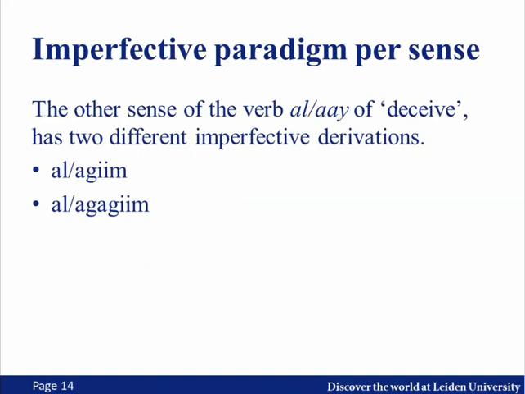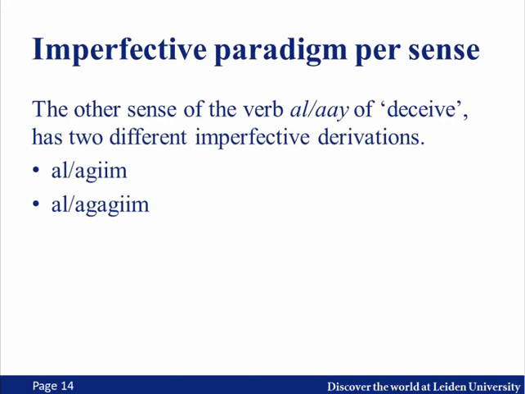I just mentioned to you, pay attention to this prefix al, because we have the verb ai, to eat, al-ai, to eat together, but al-ai also has the specialized lexicalized meaning of to deceive. In this meaning, so the same verb but with a different meaning, you get a different series of imperfective derivations.